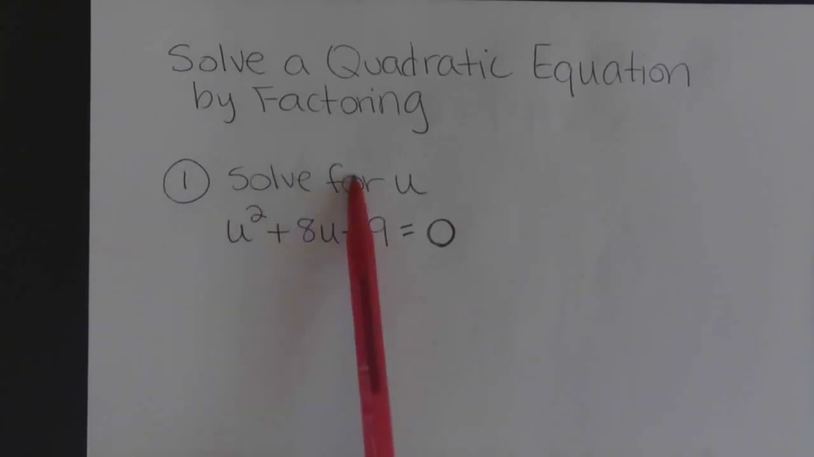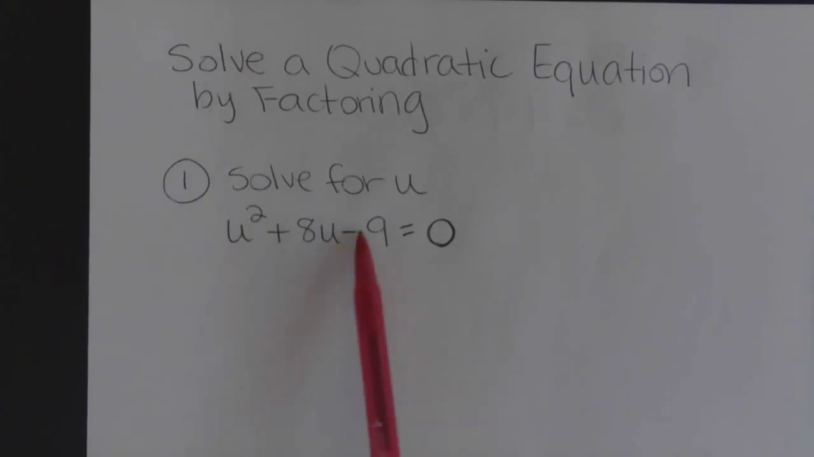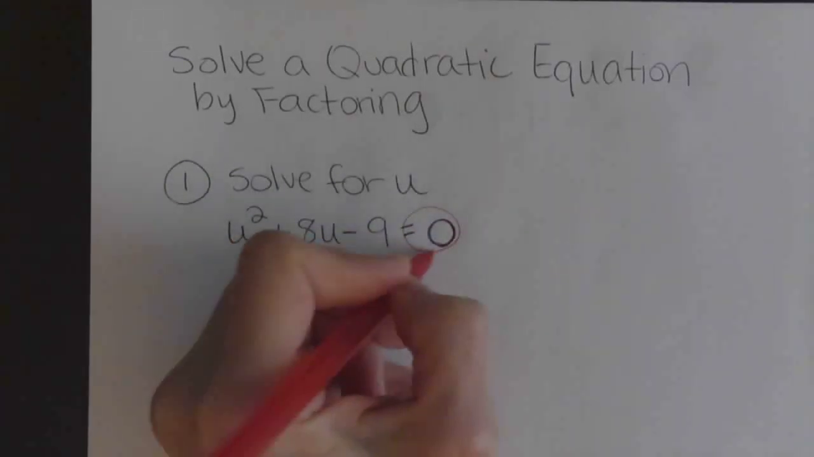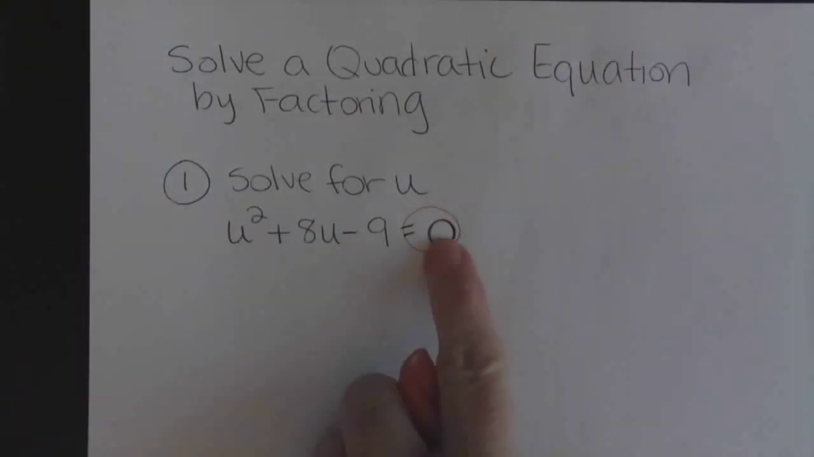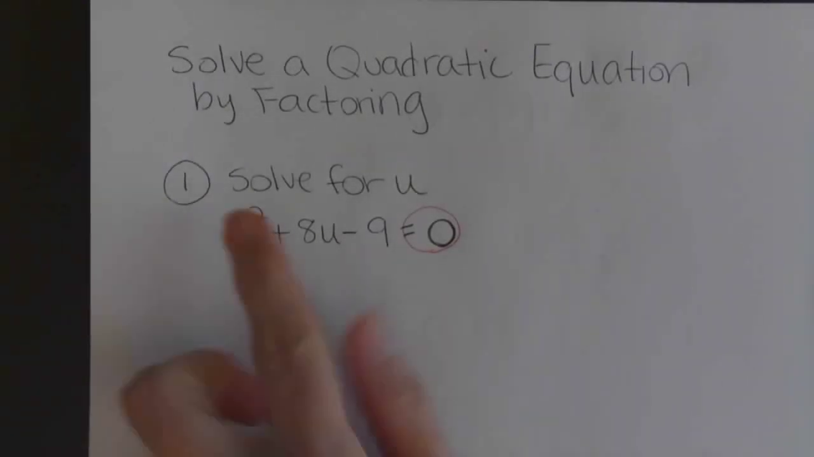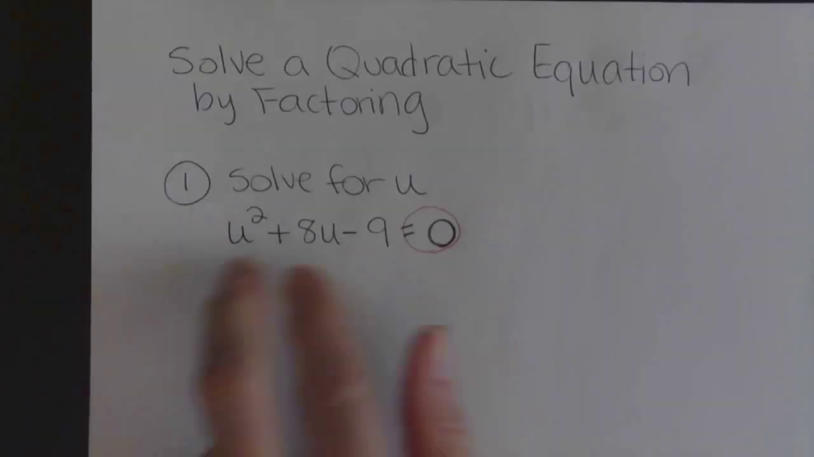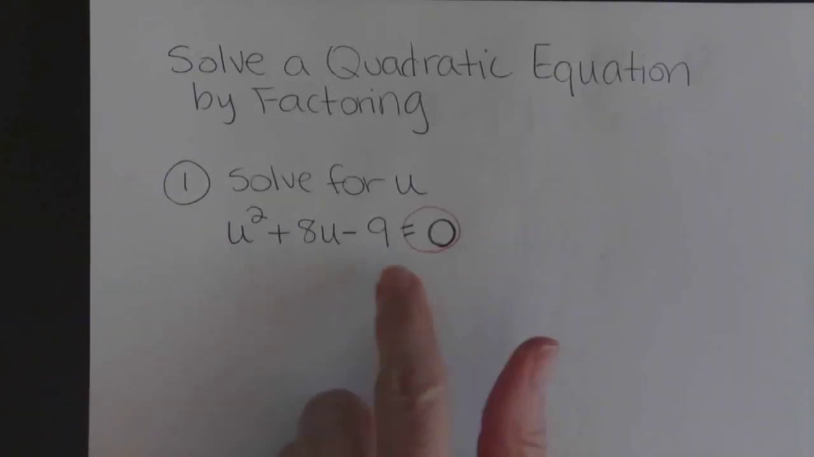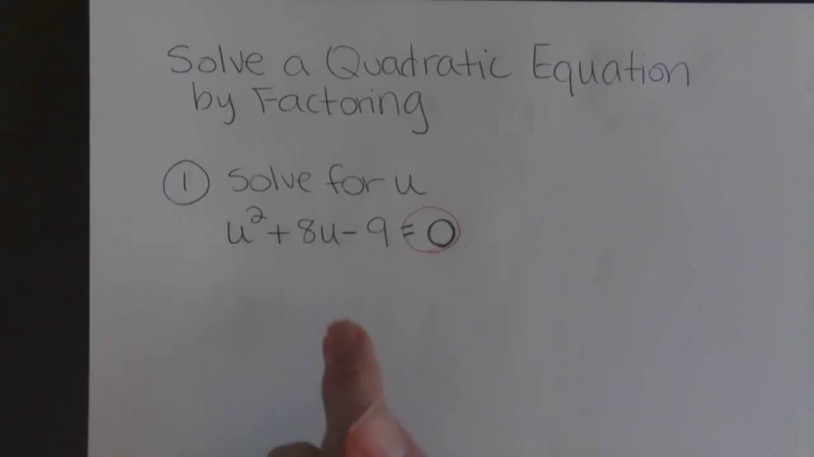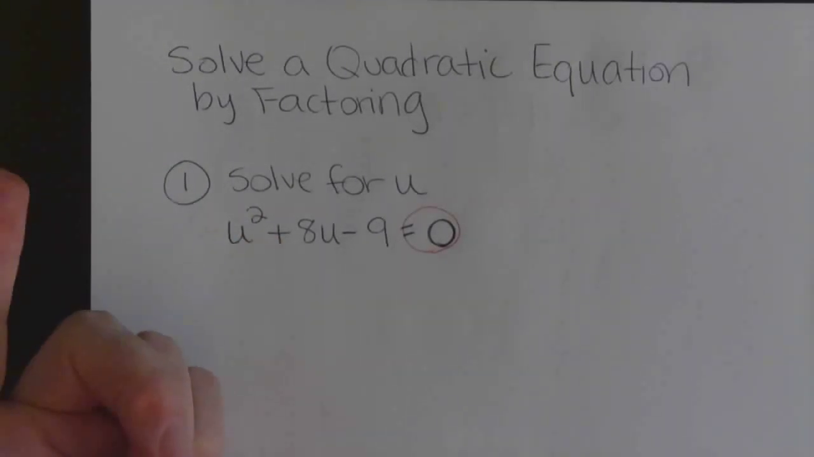It says, hey, we're going to solve for u. And the problem is u squared plus 8u minus 9 equals 0. Now, first off, it's this equals 0 part you want to focus on. If we can factor this side into 2 parentheses, which is what trinomials do, then we'll have 2 different expressions multiplied together equal to 0, and we'll be able to figure out by the zero product property what's going on here.